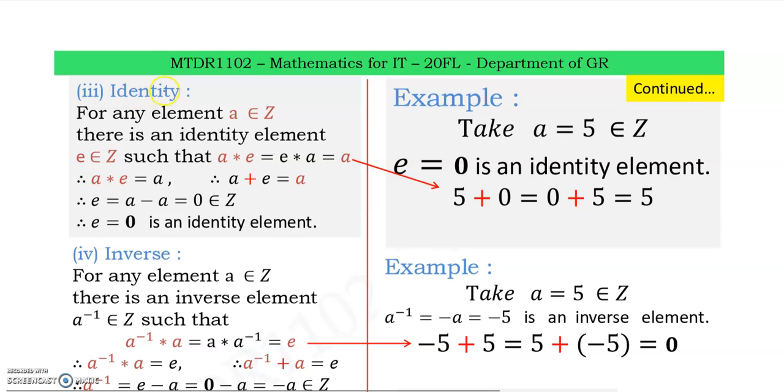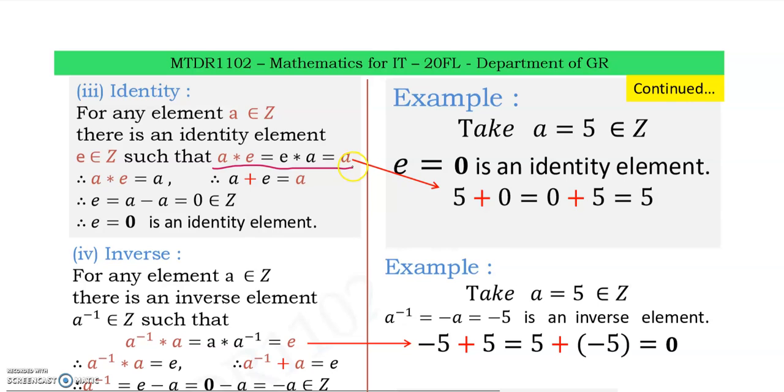Now, what is the third property? Identity property. For any element A belongs to Z, there is an identity element E belongs to Z, such that, this is the rule for identity. A star E is equal to E star A is equal to A. Which means A is any number in Z in the set. This element E is called identity element. Then you operate these two by the binary operation.